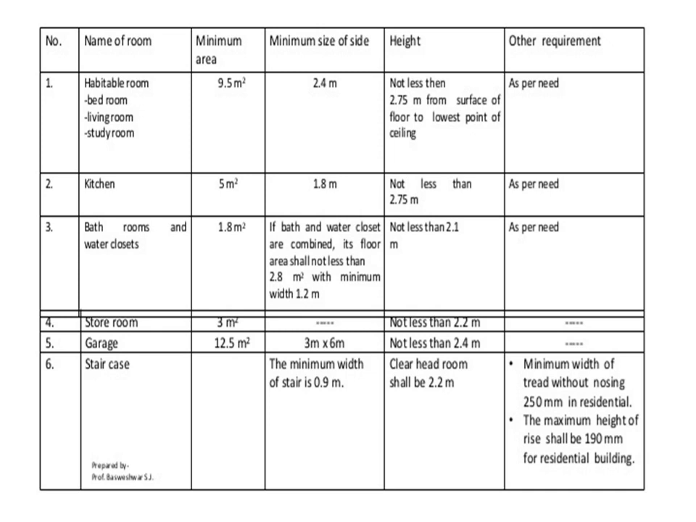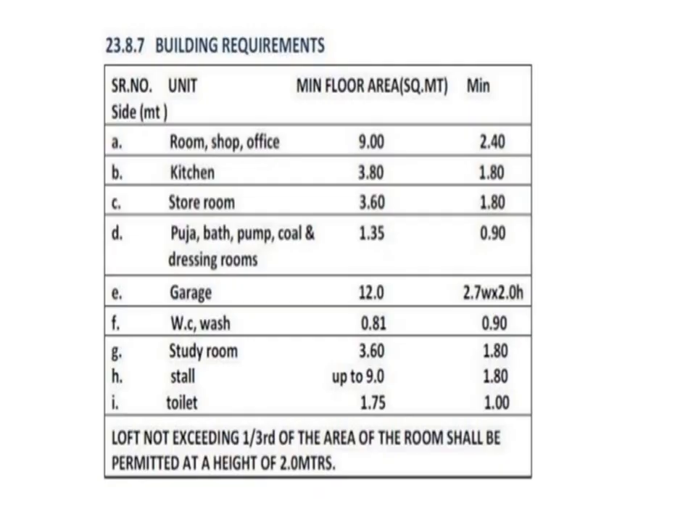Then the next is staircase. The minimum width of stair is 0.9 meter, with a clear headroom of 2.2 meter shall be provided, whereas minimum width of tread without nosing shall be 250 mm, and the height of riser shall be 190 mm for residential building. This slide shows the building requirement for the unit having room, shop, office.